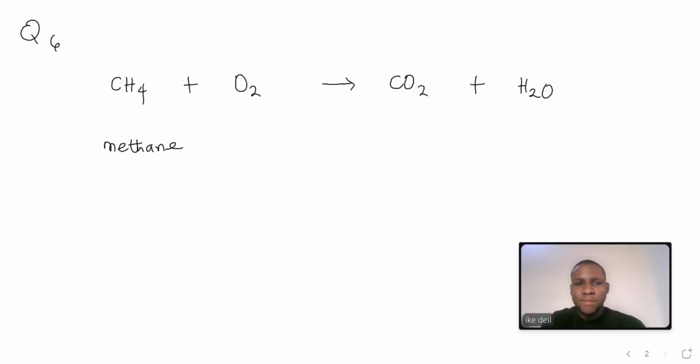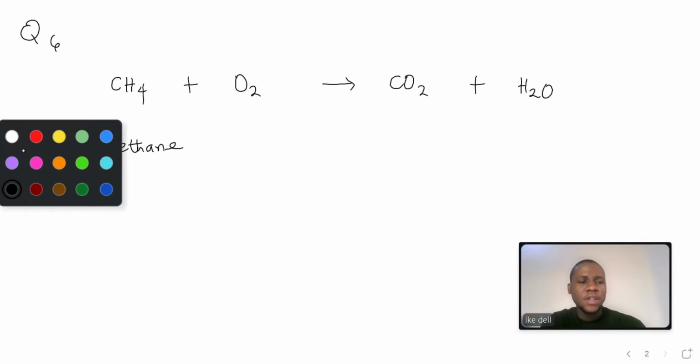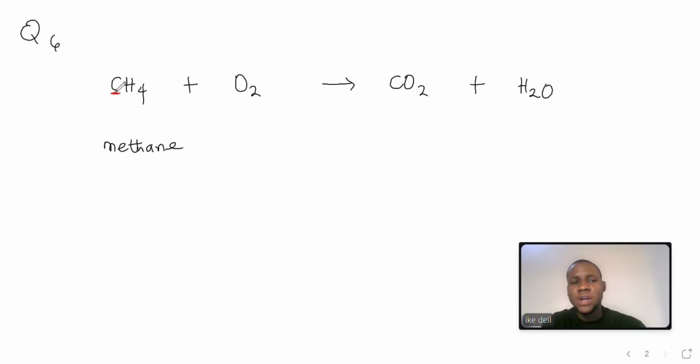To balance this kind of combustion reaction, three things. First, balance the carbon, then balance the hydrogen, and finally balance the oxygen. That's how we're going to do it in that order, okay? It will make your life very easy. So first off, check out the carbons. Are they balanced? We have one carbon here and one carbon here.